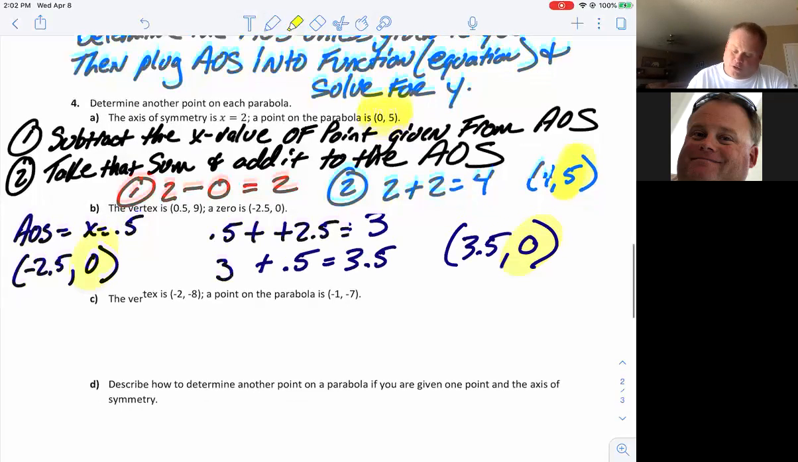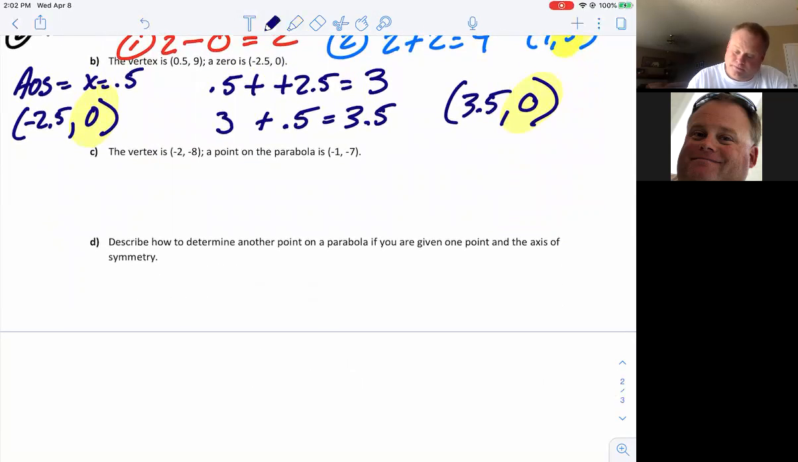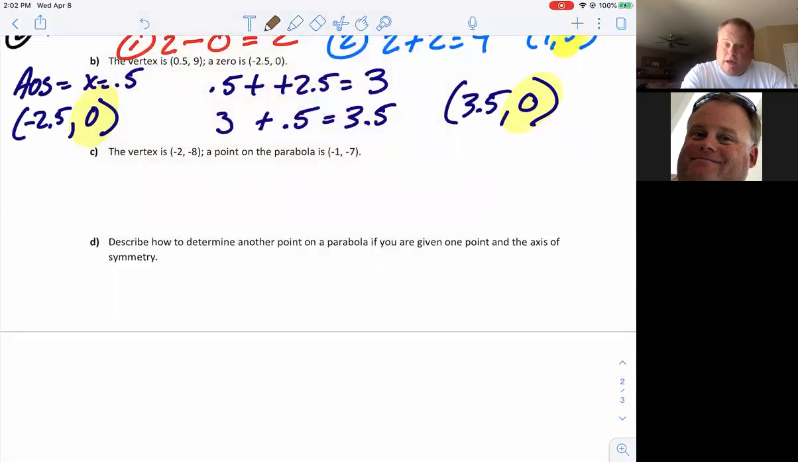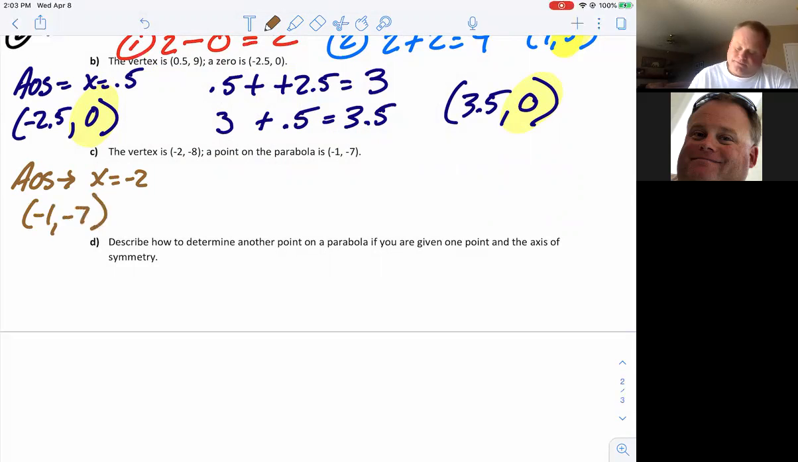Okay, let's do one more of those. The vertex is at -2, -8. So I know my axis of symmetry is going to be x equals -2. And a point on the parabola is at -1, -7. Take my AOS and subtract the x value of the point from my AOS. So -2 minus -1, two negatives make a positive. So this becomes -1.